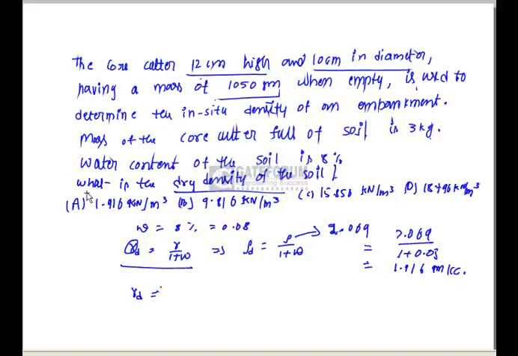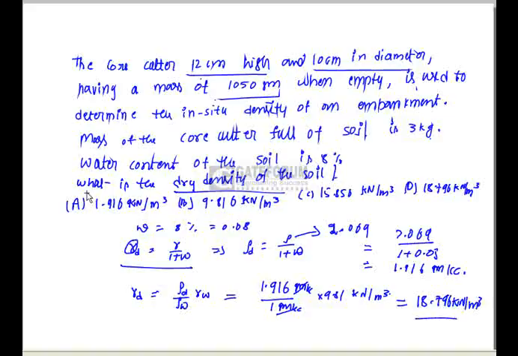We have to tell this in terms of unit weight. Gamma d is equal to rho d by rho w into gamma w. That implies 1.916 by 1 gram per cc into 9.81 kilonewton per cubic meter. So this gram per cc is going to cancel and it will come to 18.796 kilonewton per cubic meter. So option D is correct.